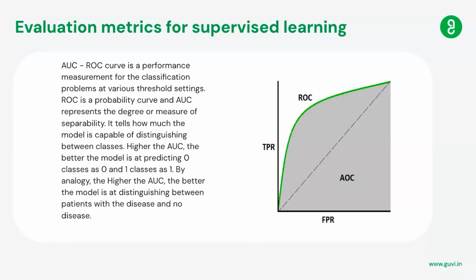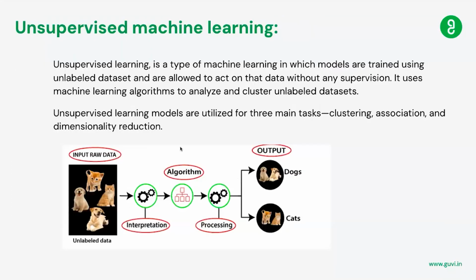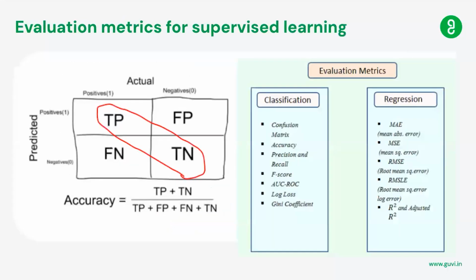In simple terms, it will identify the degree or measure of separability. It will tell you how good your model is in distinguishing between the two classes, right? So higher the AUC, better is your model in predicting class 0 as 0 and 1 as 1, right? So it means your model is very good with defining which class it is and how correctly it has predicted it. So we completed the supervised learning classification and regression, and we also saw the evaluation metrics, right?